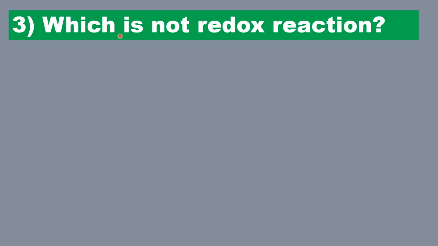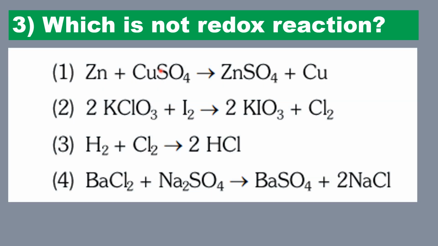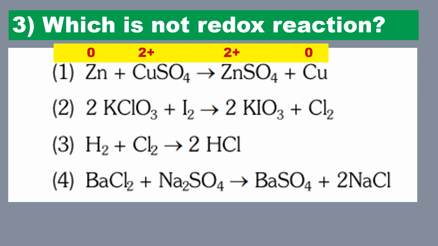Which is not a redox reaction? They have given 4 reactions. In this, one of the reactions is not a redox reaction. How do we find out? See, in this, zinc is in 0 oxidation state. So zinc is oxidized to 2 plus. And in copper sulphate, copper is in 2 plus oxidation state. It is reduced to copper 0. So it is a redox reaction.